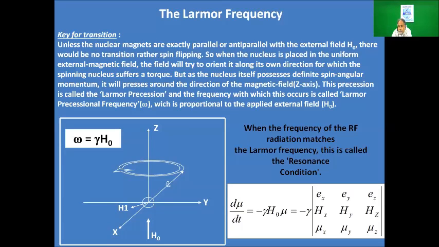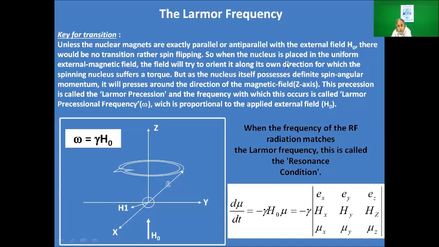Now, what will happen when these external magnetic fields are applied on this tiny magnet? Basically, unless these nuclear magnets are exactly parallel or anti-parallel with this external field, that means which nuclei are we talking about? We are talking about the tiny magnets where I is not equal to 0, and those nuclei are themselves tiny magnets. They are placed in a big external field H0. Until and unless they are exactly parallel or anti-parallel, there would be no transition. Rather, the spin flipping which we want is called resonance.